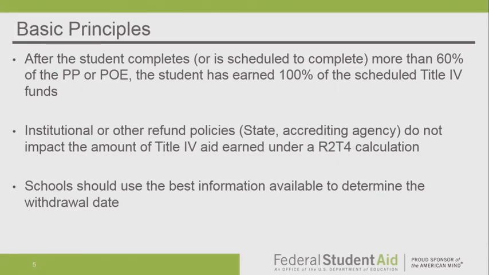The second point here is that institutional or other refund policies do not impact the amount of Title IV aid that a student earns under the R2T4 calculation. And this is a really important thing to note. We'll talk a little bit more about it when we mention institutional charges. But the R2T4 process is completely independent from your institutional refund process. The tuition refunds that you may make as a result of a withdrawal have no impact on a student's R2T4 calculation, except insofar, and we'll talk about this at the end, as they may affect the remaining credit balance after the whole process is completed. And Rick will talk a little bit about that later on.